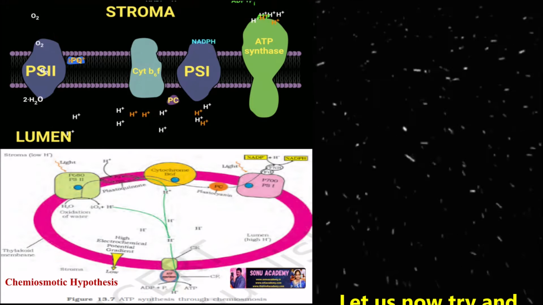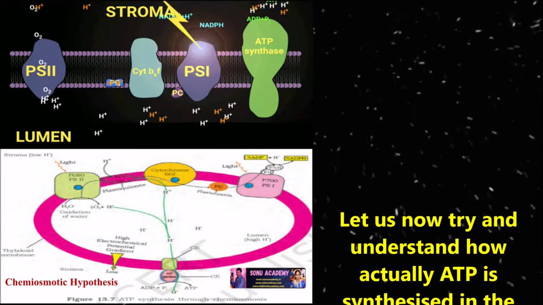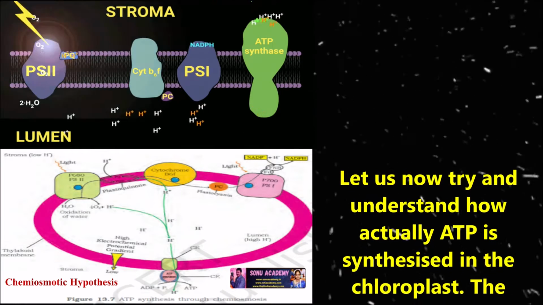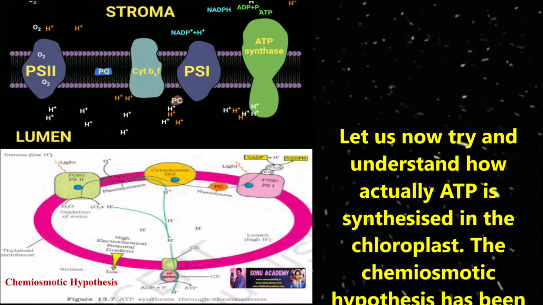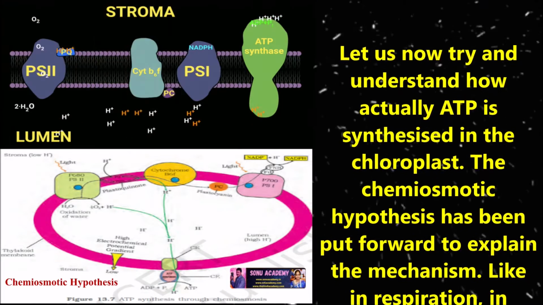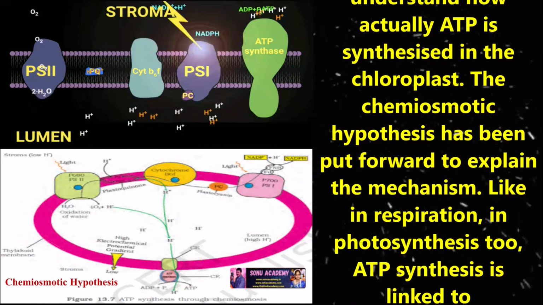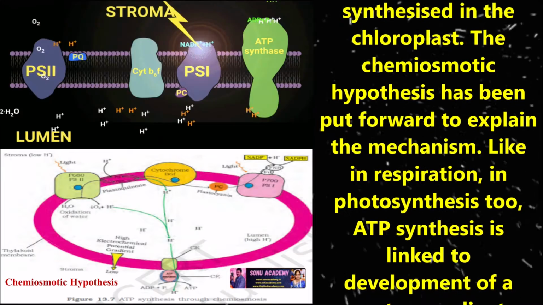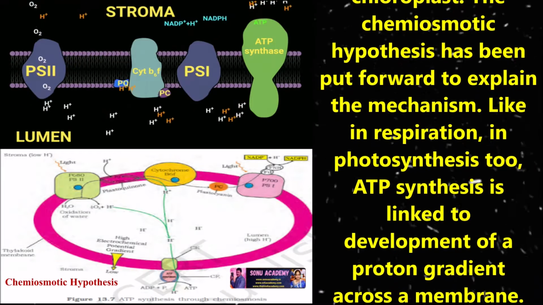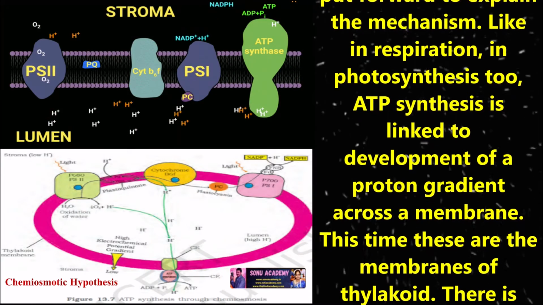Children, let us discuss the chemiosmotic hypothesis. Let us now try and understand how ATP is actually synthesized in the chloroplast. The chemiosmotic hypothesis has been put forward to explain the mechanism. Like in respiration, in photosynthesis too, ATP synthesis is linked to the development of a proton gradient across a membrane. This time these are the membranes of the thylakoids.